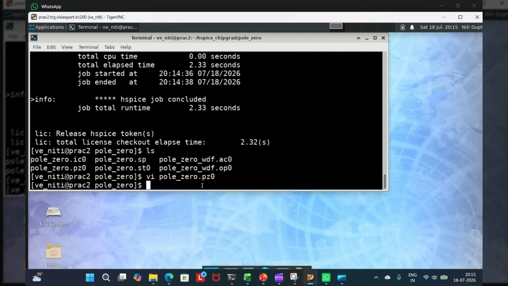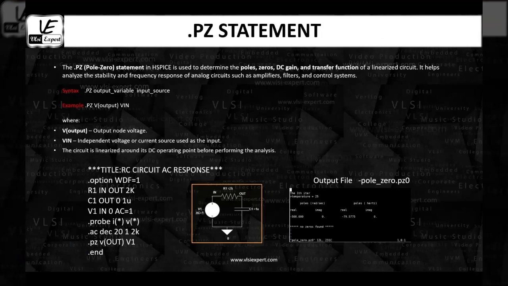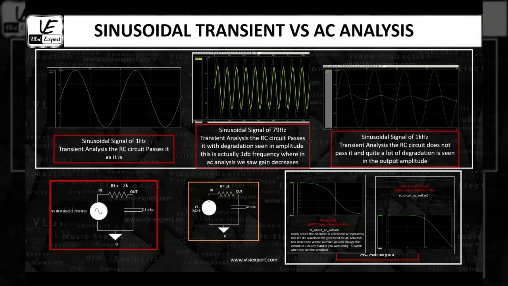In control systems also we do pole zero analysis to understand the stability. So to check my circuit stability, this is the best way we could do it. Okay, so I hope you understand this. Now let's proceed with the simulation. Now I would like to establish the correlation between the transient analysis, the AC analysis, and the pole zero analysis which we did, right?